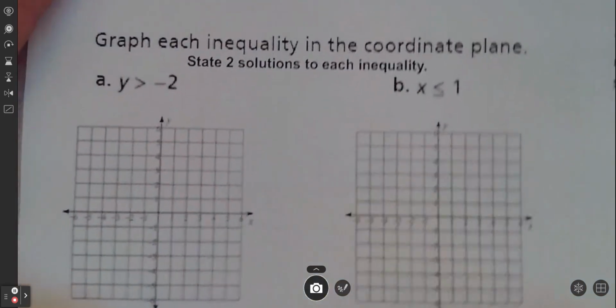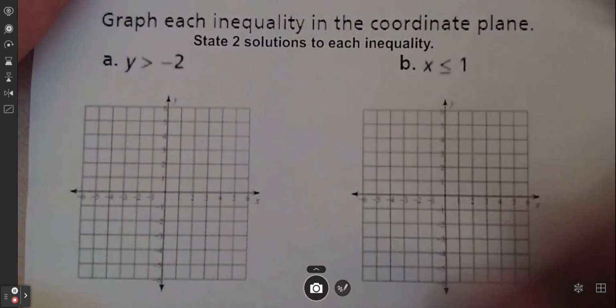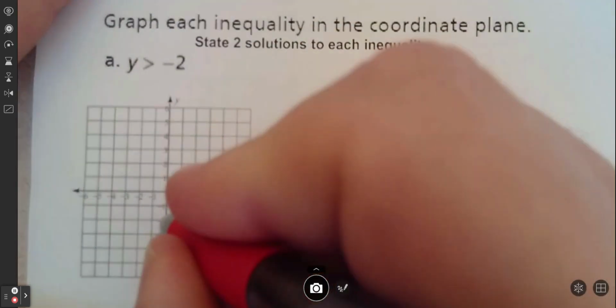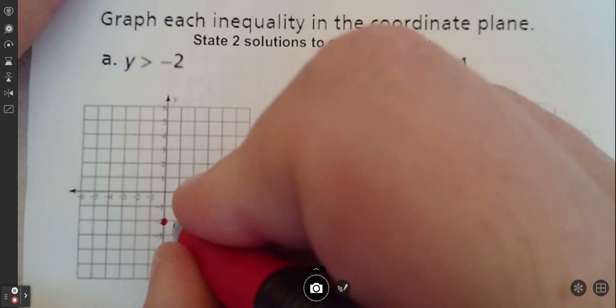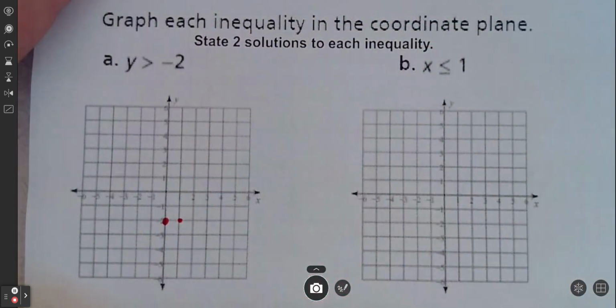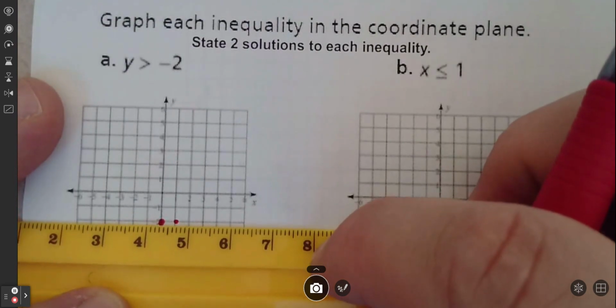Do we remember how to graph this? What's our y-intercept? -2 is our y-intercept. What's our slope? We don't have one. What is that number? It's a horizontal line because our slope is 0. So it would go up 0 and over 1. Is it dotted or a solid line? Dotted line.